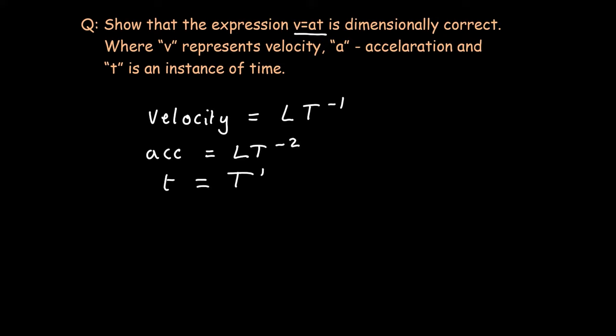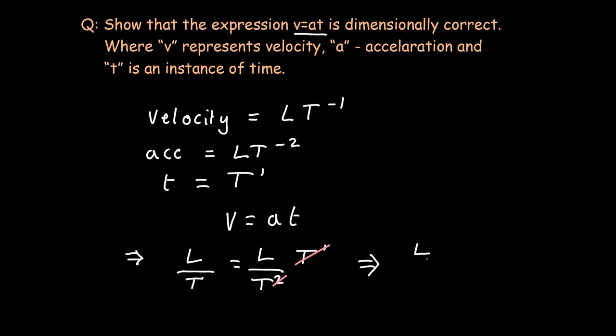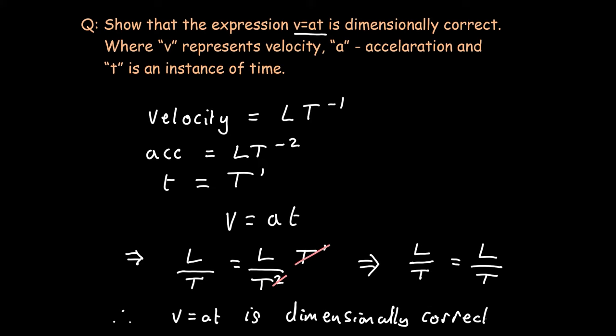If we now plug these dimensions into the expression v equals at, we can see if they balance on each side of the equation. On the right-hand side of the equation, we can cancel out T in the numerator and one of the T's in the T squared in the denominator. We end up with dimensions that are equal on both sides of the equation. In other words, the expression v equals at is dimensionally correct.